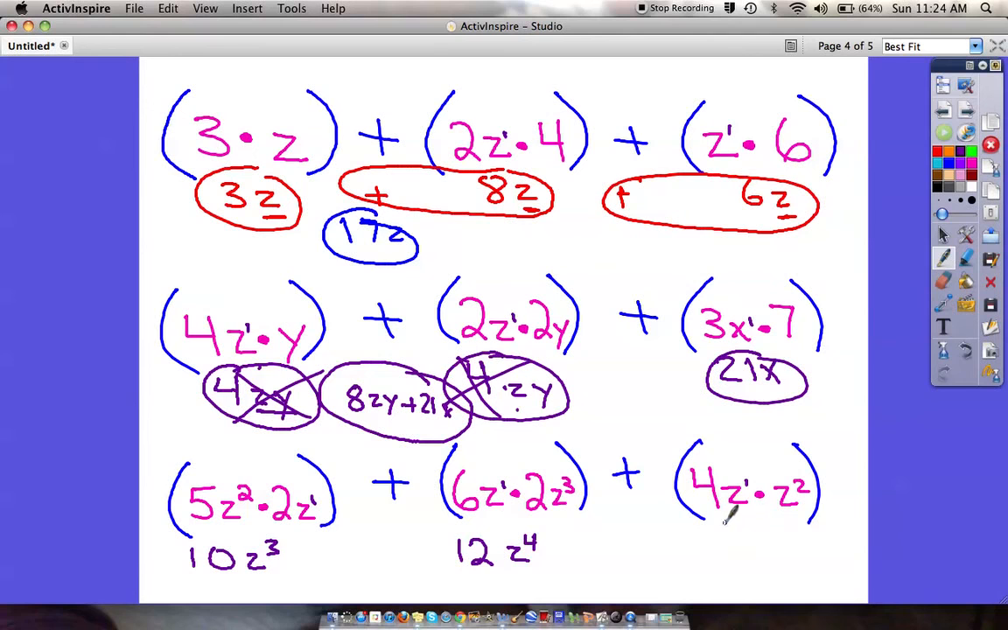And then down here, I've got, let's see, 4z times z to the second power. I can put my little 1 in front of there. That's not a very good 1. 4 times 1 is 4, and then it's going to be 4z to the 1, 2, third power.